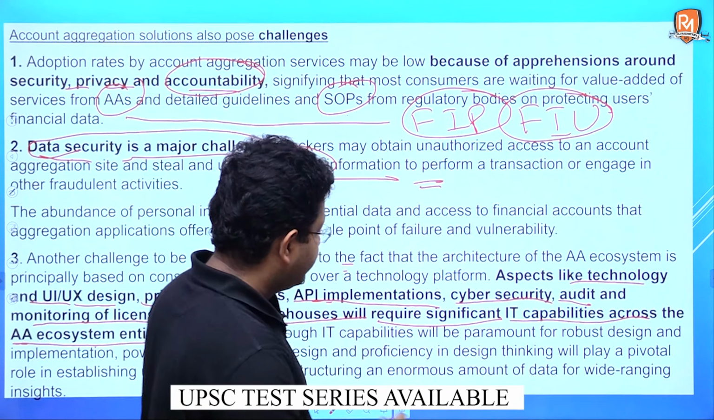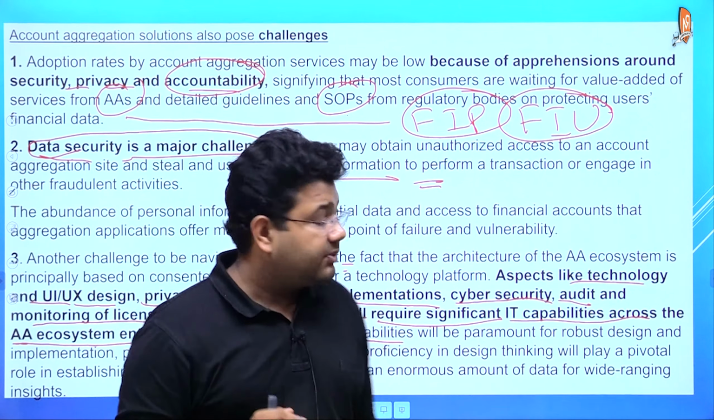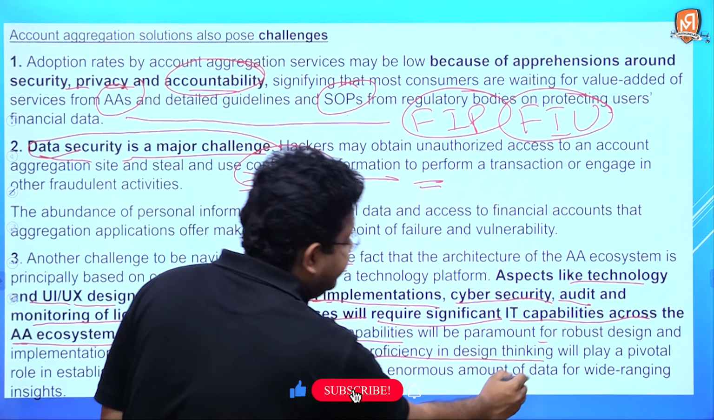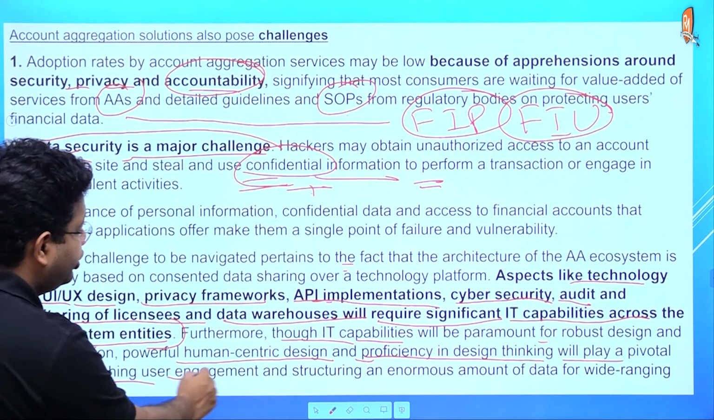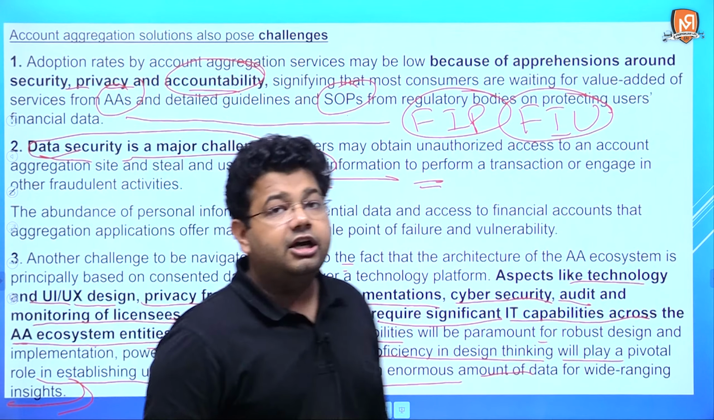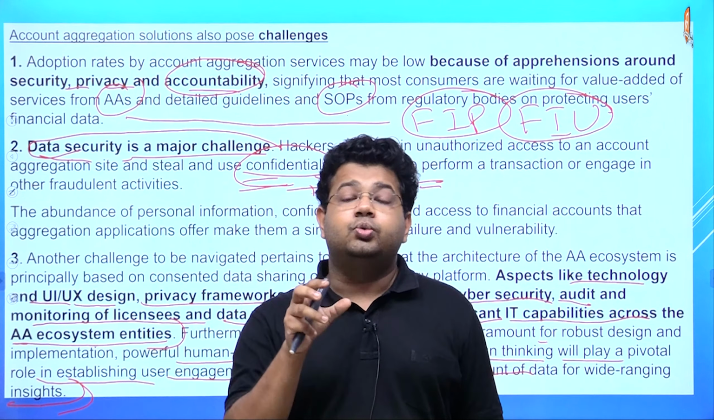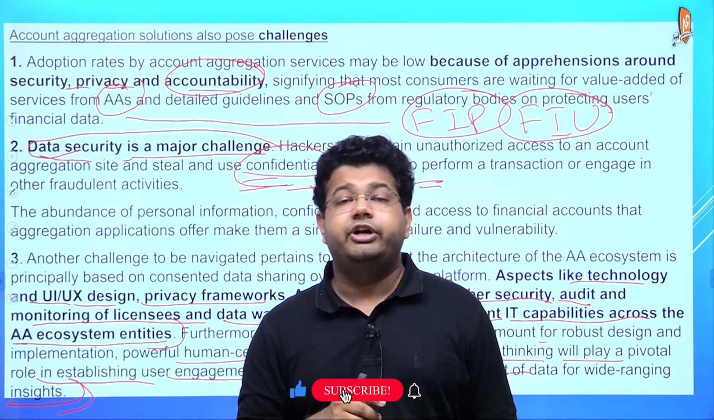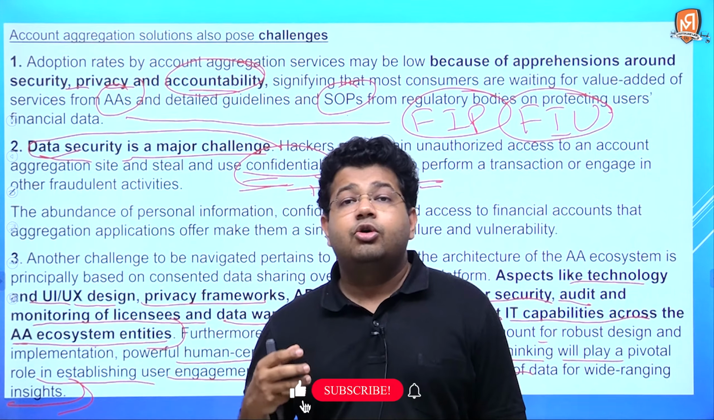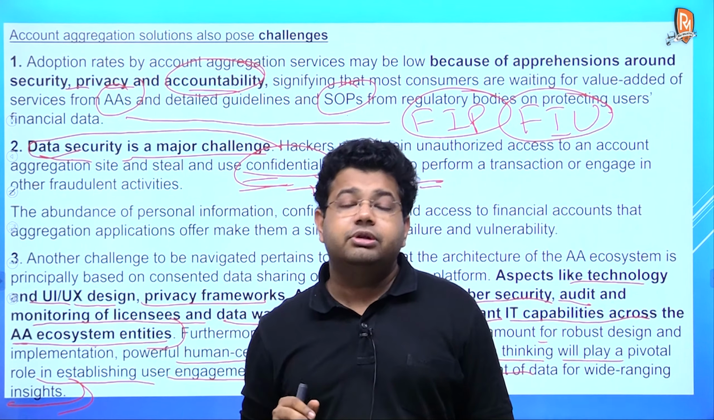So, given the number of tasks that this structure is going to do, and the amount of data it is going to process, all of this structure should be human friendly also. Human centric design and proficiency in design thinking will play a pivotal role in establishing user engagement and structuring an enormous amount of data for wide ranging insights. So if it is user friendly and human centric, only then will engagement increase, and only then can a wide range of insights into the financial workings of individuals be gained. This is also going to work as a means of inclusivity in the financial structure and integrate every individual more into the financial sector.